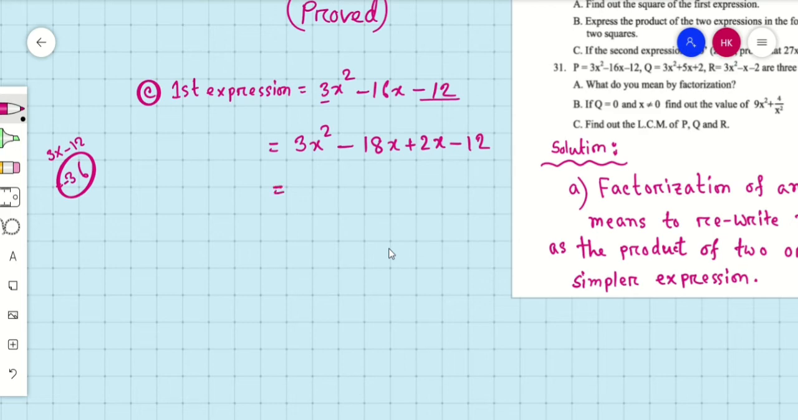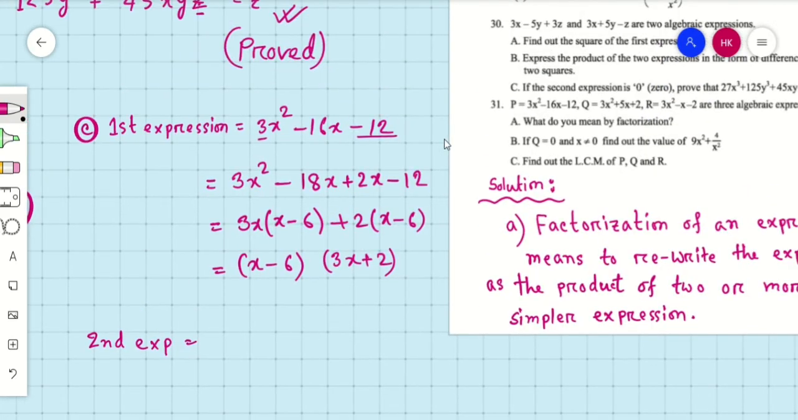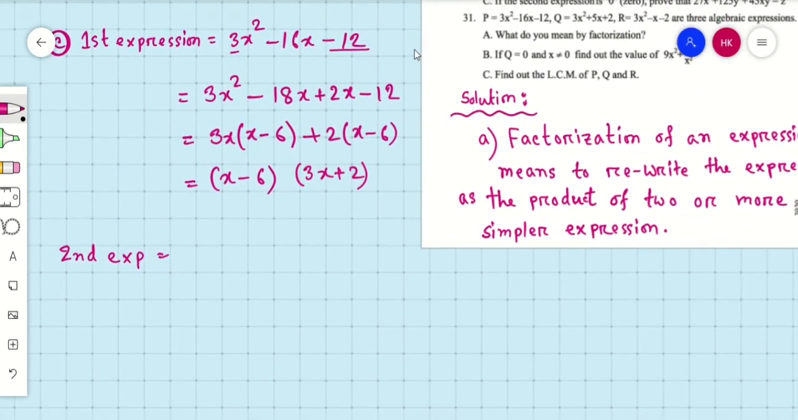So we can take common 3x and 2. If we take common, we are left with x minus 6, and we'll get x minus 6 and 3x plus 2. So this is the factorization format of the first expression. Now we factorize the second expression. So the second expression, Q, means 3x square plus 5x plus 2.